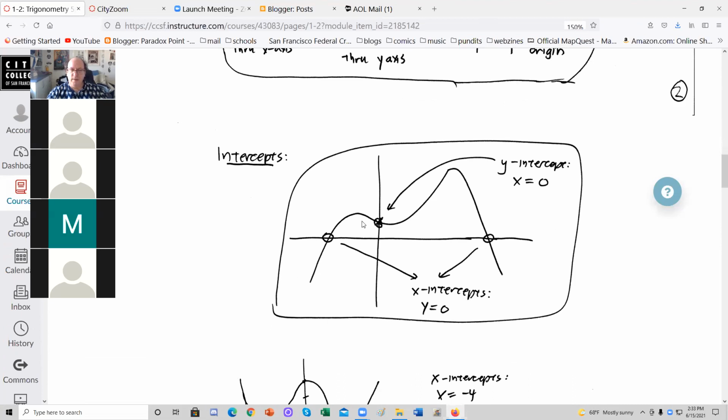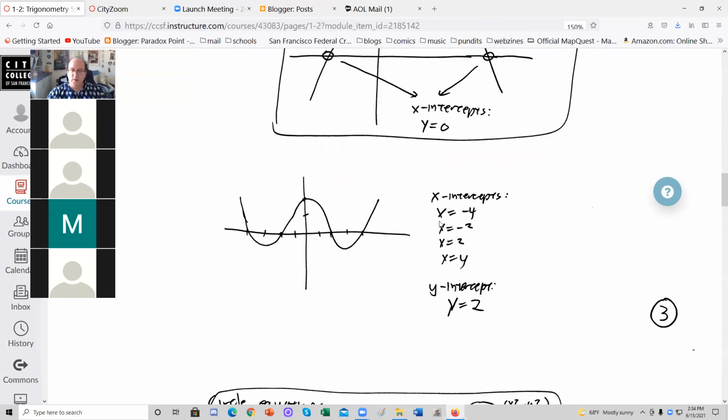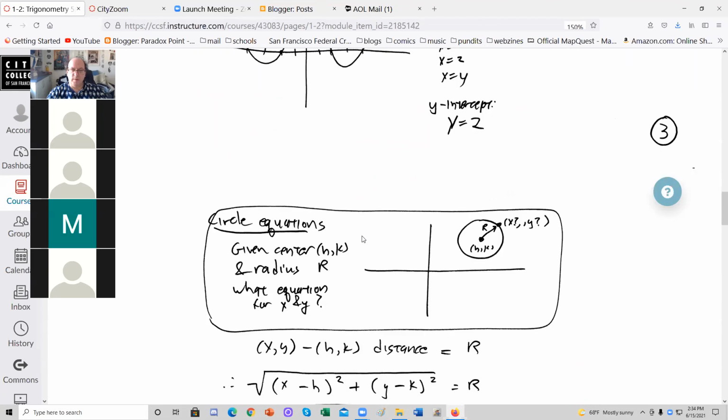If you have a graph like this, and here and here where it meets the x-axis, those are called the x-intercepts. You can find them by solving the equation y equals 0. Here is where the graph intercepts the y-axis. That's the y-intercept. You solve it by setting x equal to 0. So for example, this graph here has a y-intercept of y equals 2. It has x-intercepts at negative 4, negative 2, positive 2, and positive 4.